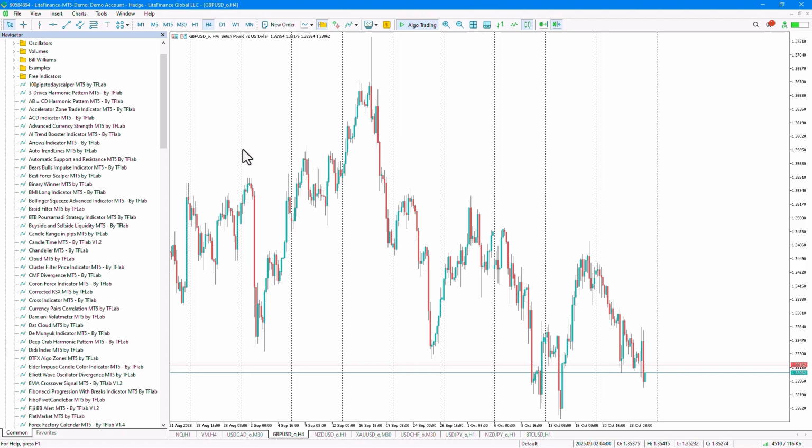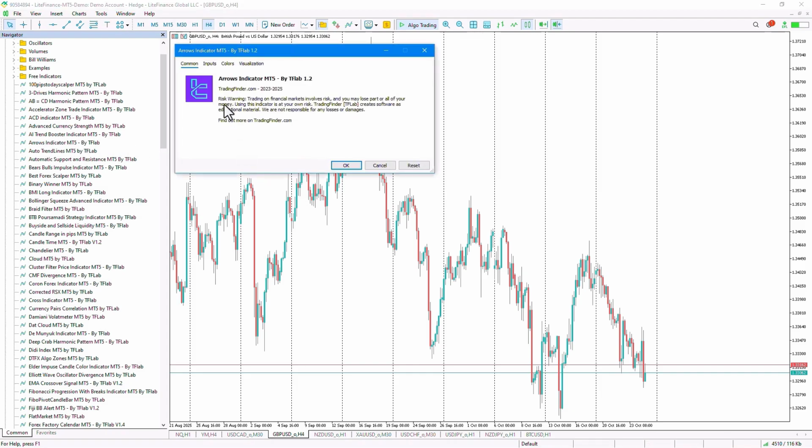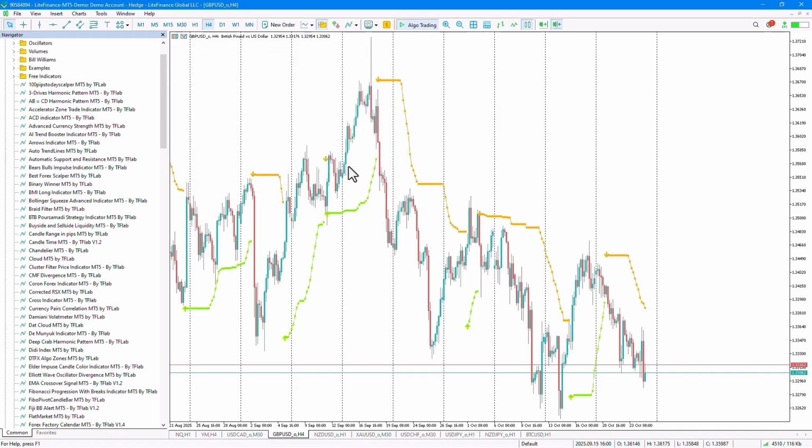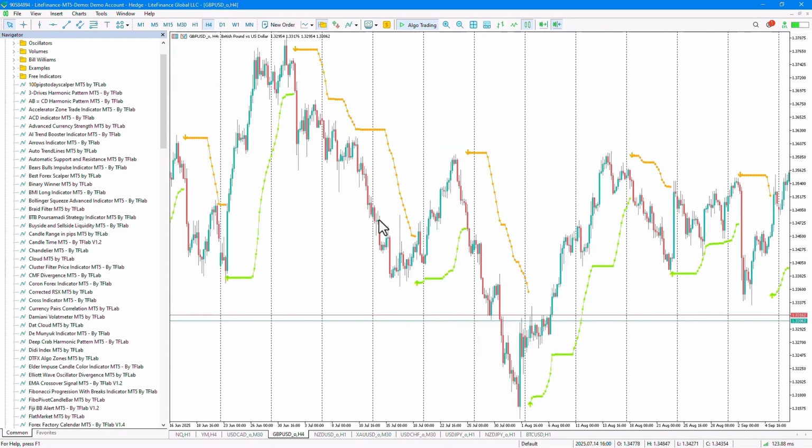From the Navigator section within the MetaTrader platform, users can access the indicator after installation. We select the indicator file from the Navigator section, and by carefully dragging the file onto the chart, we run the indicator. Once the indicator is successfully activated and displayed on the chart, it immediately starts drawing both bullish and bearish trailing stop levels on the chart and also generates trading signals for us to use.